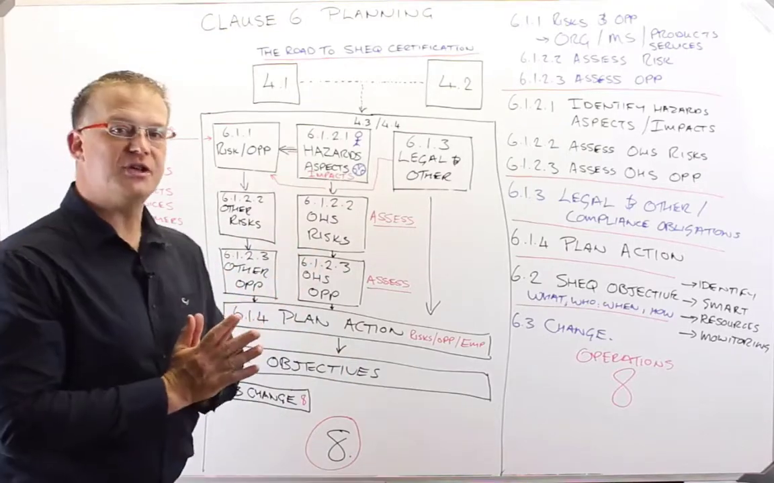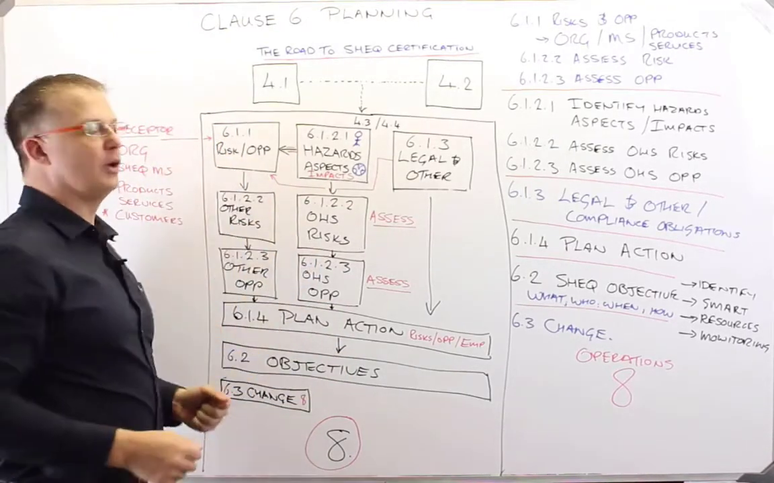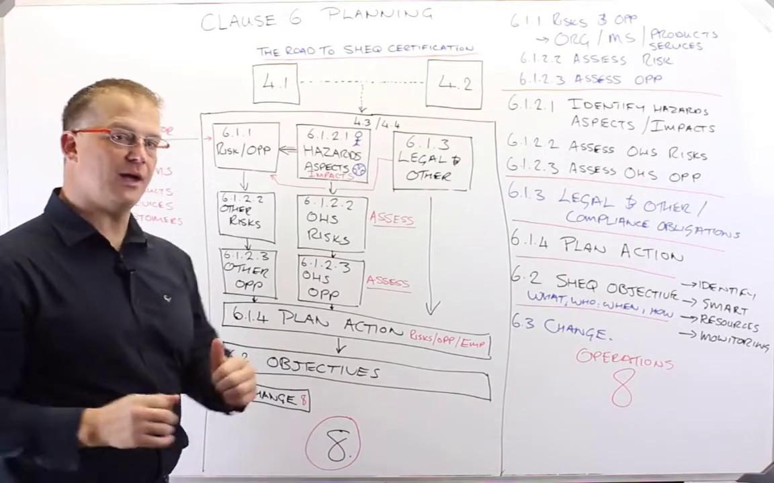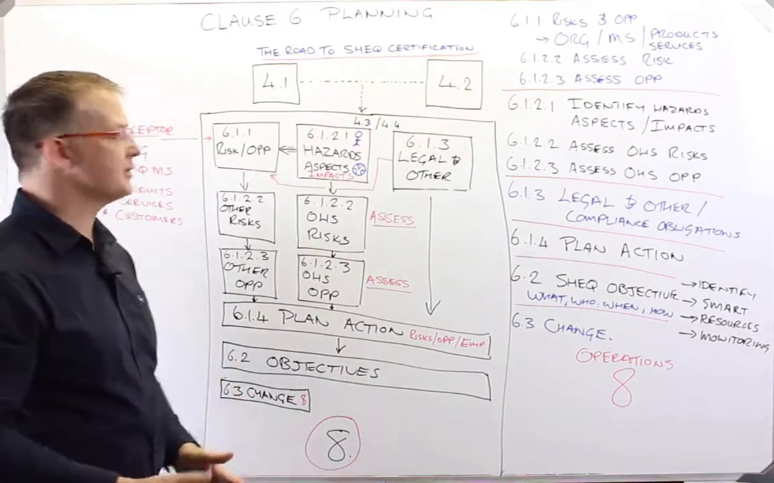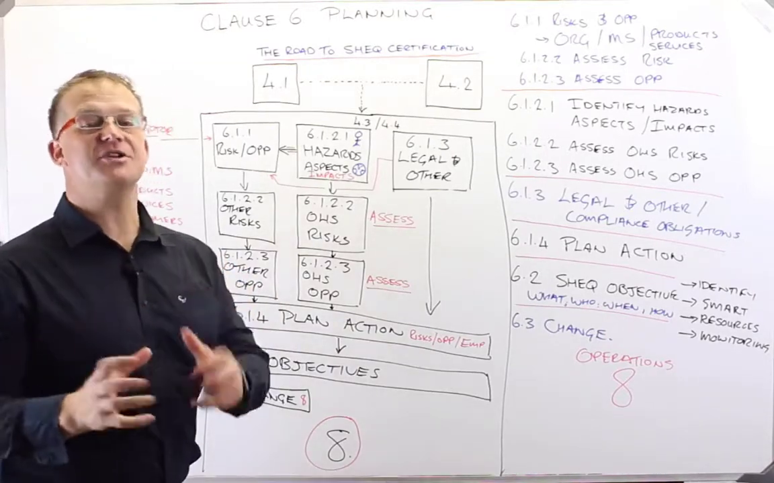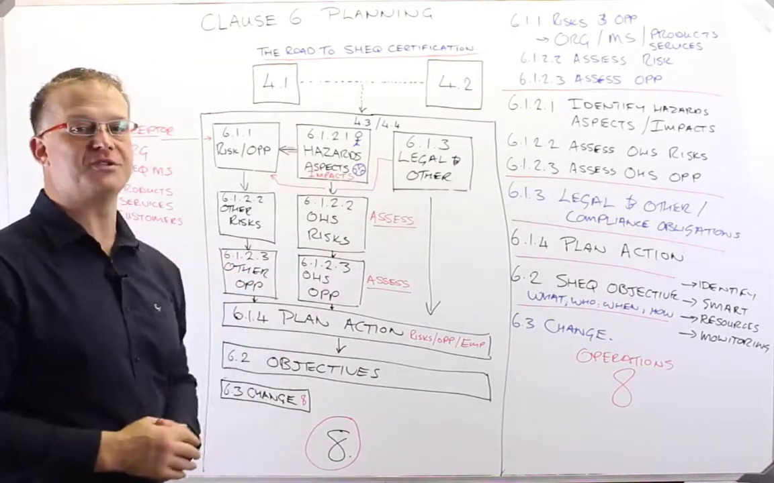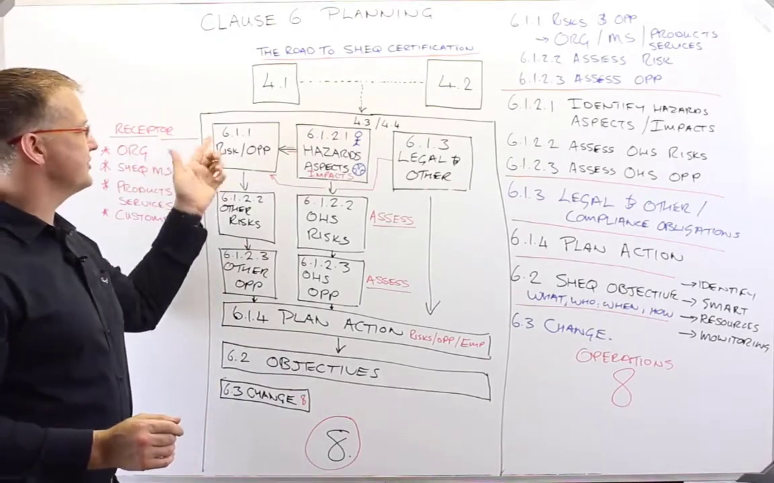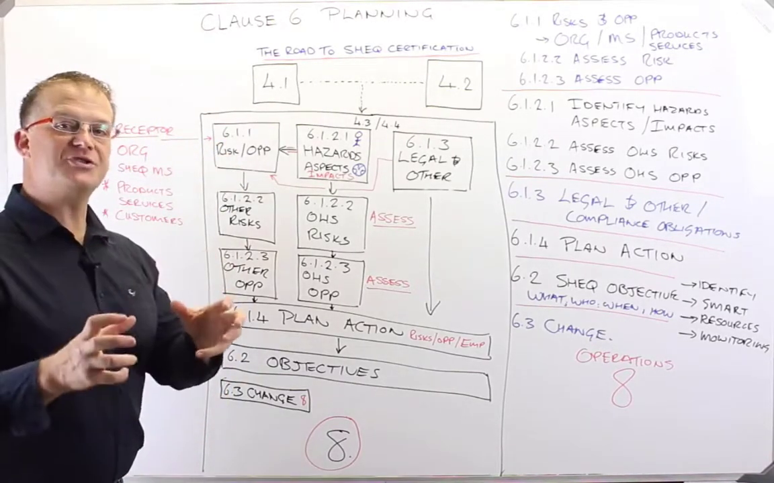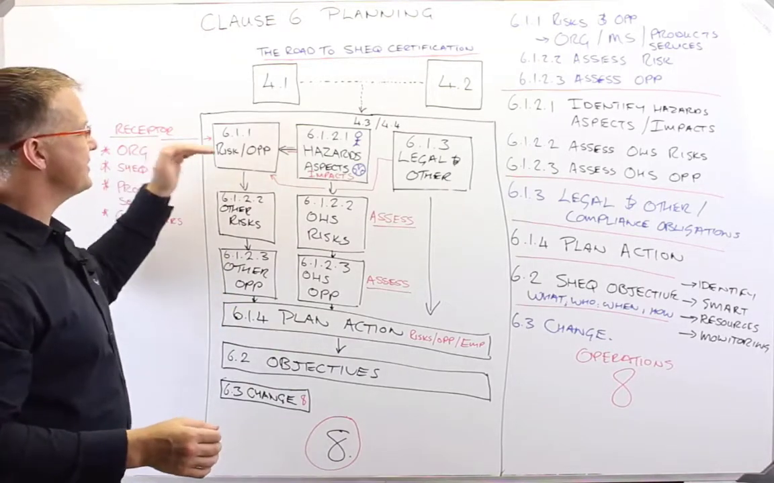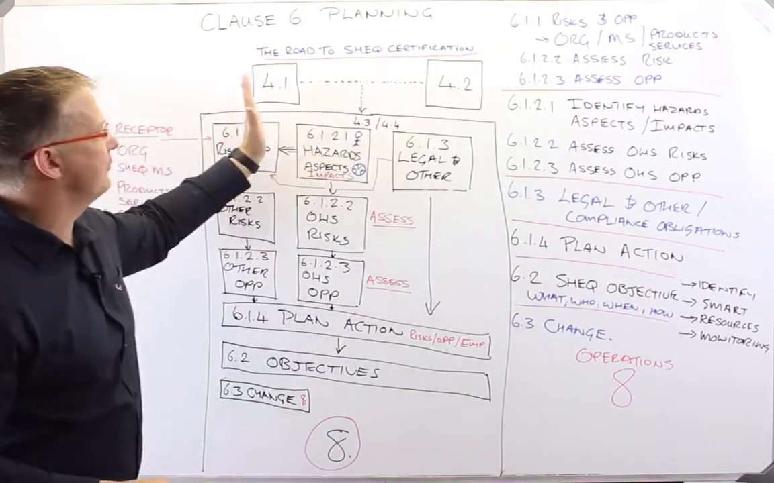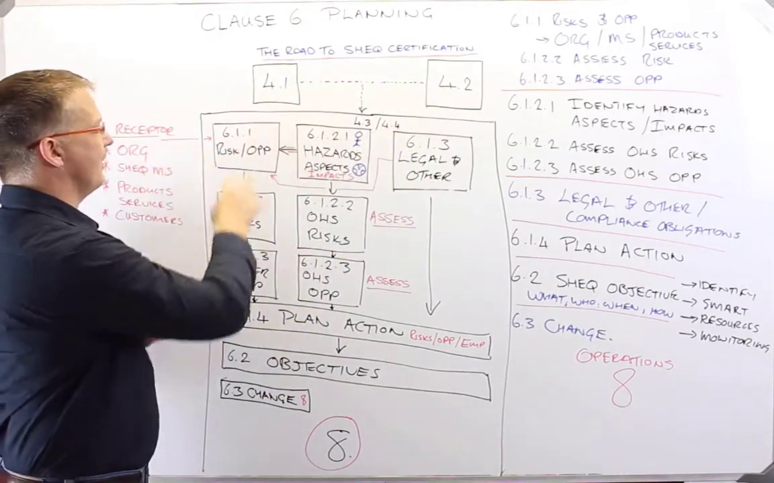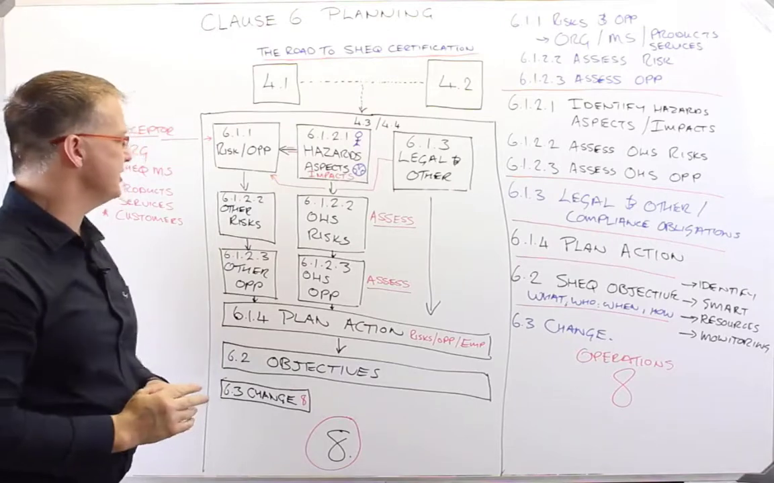So let's first deal with Clause 6.1.1, which is the risk and opportunities assessment. And here's where it can seem quite confusing. There are two different types of risk assessments or approaches to risk that we'll have a look at in our SHEQ management system. The first one is 6.1.1, the risk and opportunities assessment. That's where, based on the information from 4.1 and 4.2 within our determined scope, we will identify risks and opportunities.